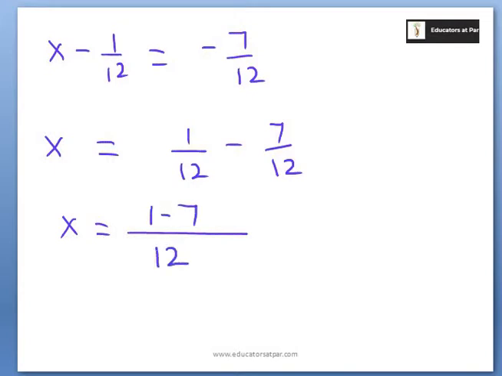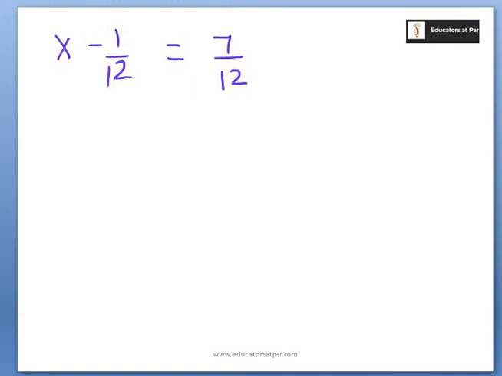1 minus 7 by 12. One number is positive, one number is negative. 1 minus 7 is negative 6. That's a negative half.